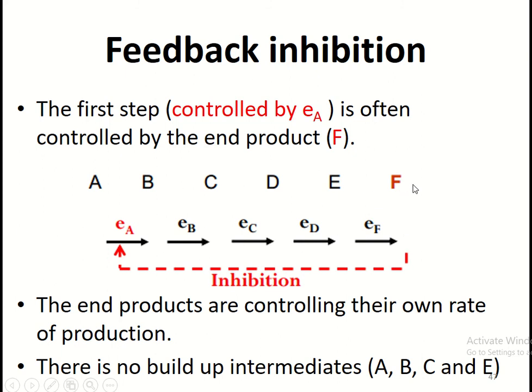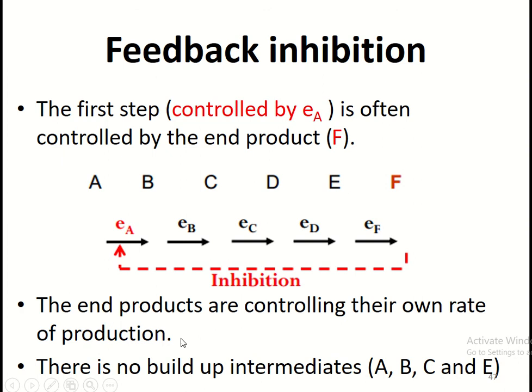Okay, when there is an excess amount of product F being produced, the excess product F will become an inhibitor for enzyme A. It will bind to the allosteric site of enzyme A by weak interaction, thus inactivating enzyme A. Once enzyme A is inactivated, meaning it's not active anymore, we cannot produce product B, we cannot produce product C, D, E, and also F.